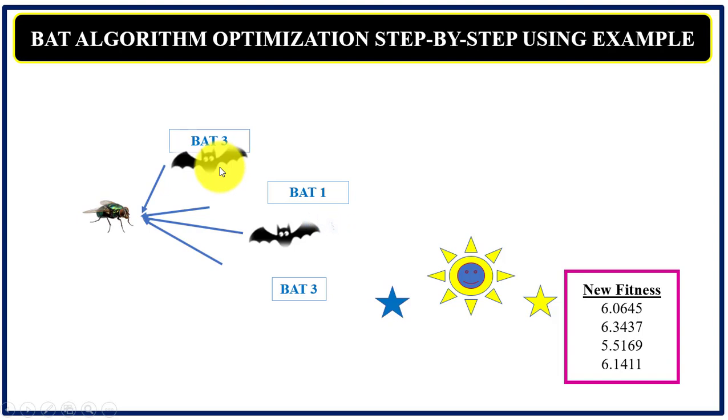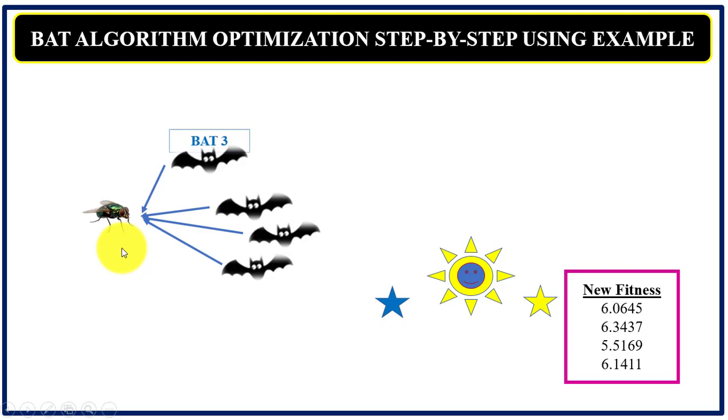You can see we have the minimum fitness value here. You know, the minimum fitness value means the bat is closer to the target. So according to this example, according to the new fitness value, you can see bat number 3 is closer to the target. So I ranked this according to this. So that's how this algorithm is working.